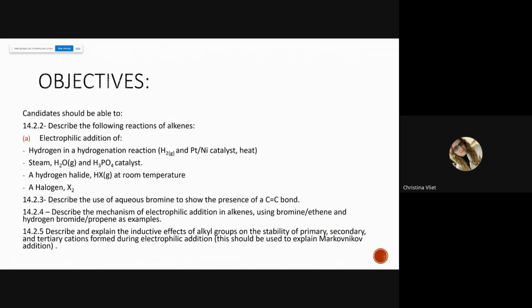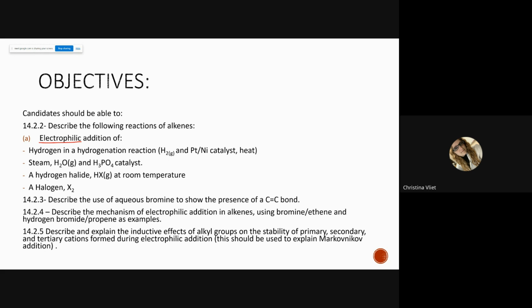So let's take a look. These are the objectives. Candidates should be able to describe the reactions of alkenes. The electrophilic, which I haven't taught you what that is yet. What in the world is that? So there's going to be some terminology to go over today. Electrophilic addition of hydrogen and hydrogenation, steam, H2O gas using an H3PO4 catalyst, hydrogen halide at room temperature, halogen X2. That was our first objective. What are the addition reactions that we're going to do?